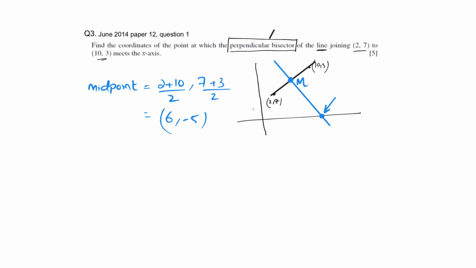Now in order to find this point, you need to form the equation of the perpendicular bisector, and for that you need a gradient. We know that this line and the perpendicular bisector are perpendicular to each other. Therefore, the gradient product would be equal to -1. So let's find out the gradient of these 2 points. Let me call these points A and B for you. The AB gradient would be (3 minus 7) over (10 minus 2), which is minus half.